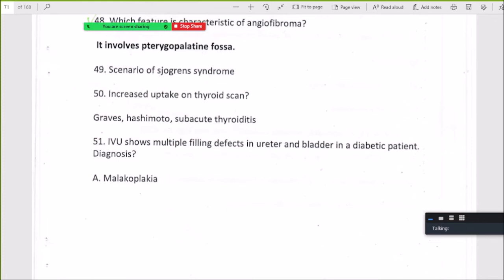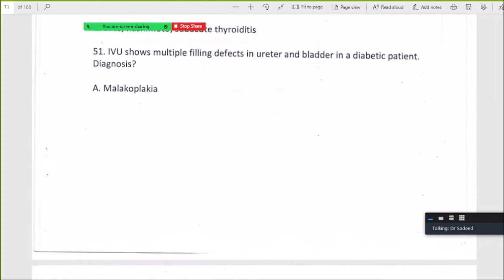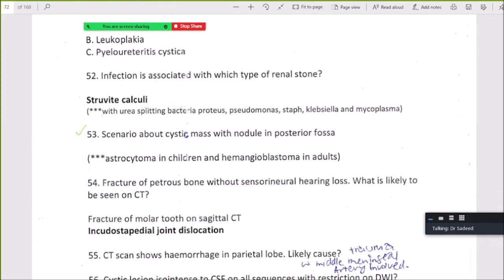51. IVU shows multiple filling defects in ureter and bladder in a diabetic patient, diagnosis malakoplakia. 52. Infection is associated with which type of renal stone? Struvite calculi, with urea-splitting bacteria: Proteus, Pseudomonas, Staphylococcus, Klebsiella, and Mycoplasma. 53. Scenario of cystic mass with nodule in the posterior fossa: astrocytoma in children, and hemangioblastoma in adults. 54. Fracture of petrous bone with sensorineural hearing loss. What is likely to be seen on CT? Incudostapedial joint dislocation.